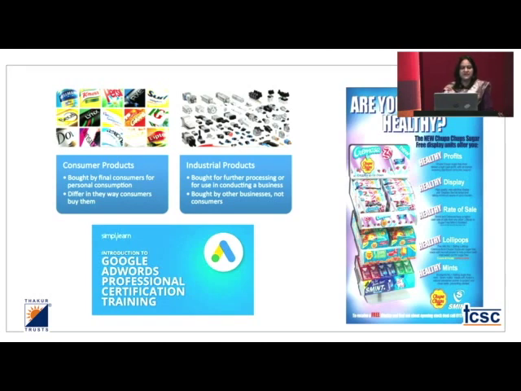These are some of the examples. Consumer products are bought by final consumers for personal consumption. They could differ in the way the consumers buy them. This is a typical consumer ad. Industrial products are used for further processing or for the use of conduct in business. That is industrial advertising. The Google AdWords professional certification training is for professionals. And when you see on the right hand side, it is a Chupa Chups ad, which is talking about displays that are healthy. So when you're talking to these partners in business, it is known as trade advertising.